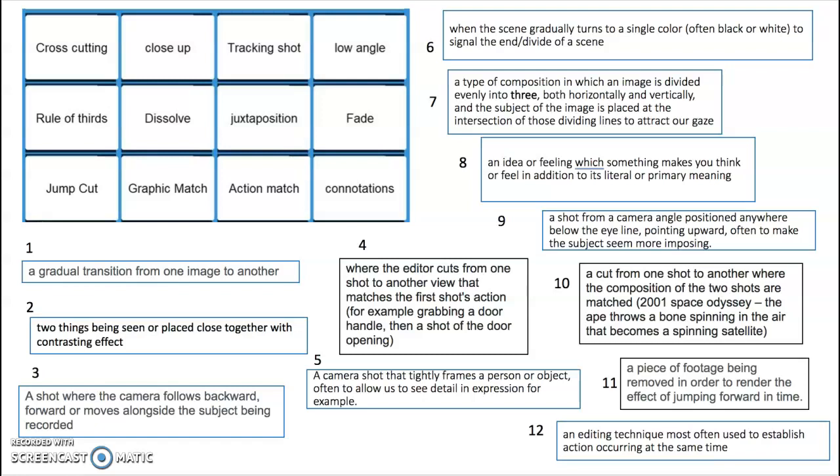You will be familiar with them. You can see them at the top left corner: cross-cutting, close-ups, tracking shot, low angle, etc. You can see them all there. And there are 12 different definitions scattered around the screen a little bit chaotically, right? What we would like you to do is to note down now, all you need to do is write down cross-cutting, and then next to that put the number that you think corresponds, which definition corresponds to cross-cutting, then close-up, then write the number next to it.